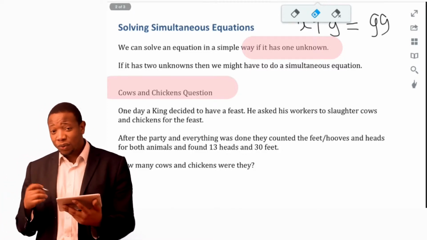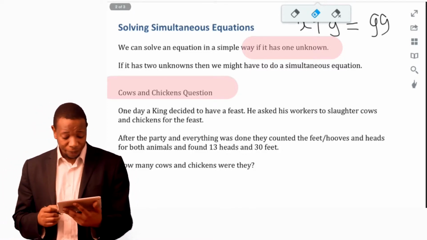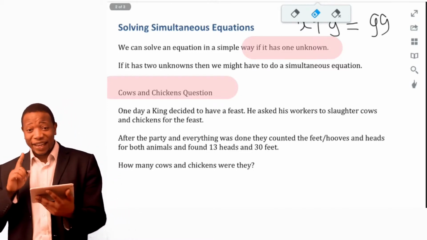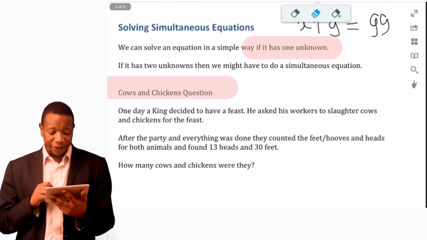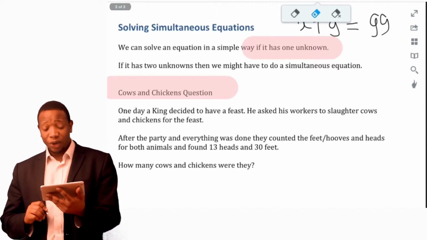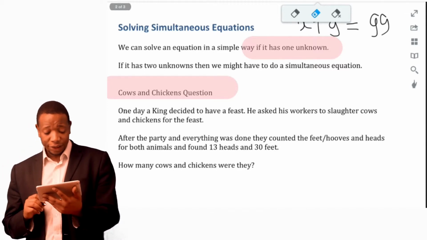Right, so I'll go back to the question that we had in the previous video. It says cows and chickens. One day a king decided to have a feast. He asked his workers to slaughter cows and chickens for the feast.